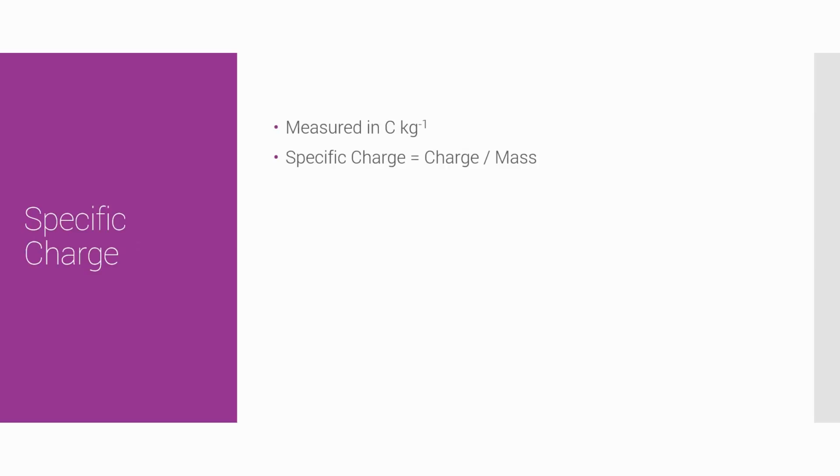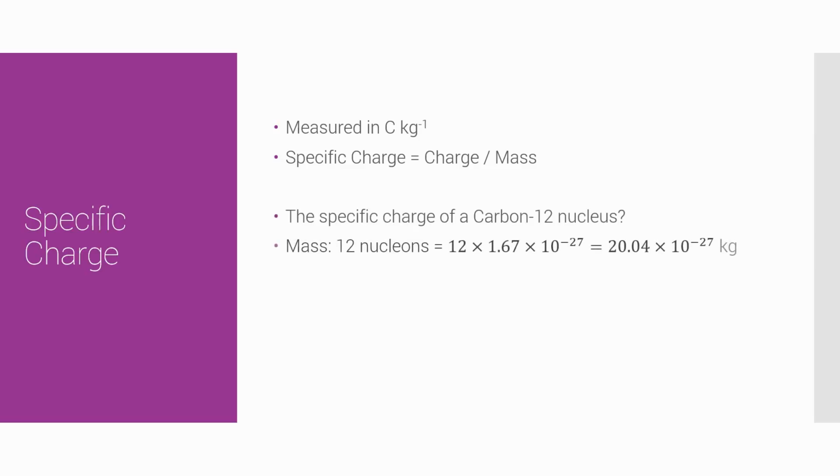A question you might be asked is the specific charge of a carbon-12 nucleus. Okay? So, let's work out the mass. The mass is basically 12 nucleons. The mass of a proton and neutron is the same, and that is 1.67 times 10 to the minus 27. That value will be given to you in the datasheet, so you don't have to memorize that, don't worry. So it's 12 nucleons, so 12 times 1.67 times 10 to the minus 27 equals 20.04 times 10 to the minus 27 kilograms. That 1.67 times 10 to the minus 27 is in kilograms.